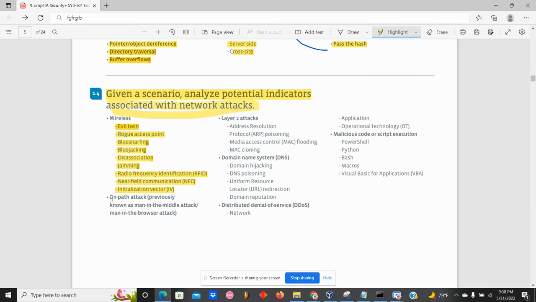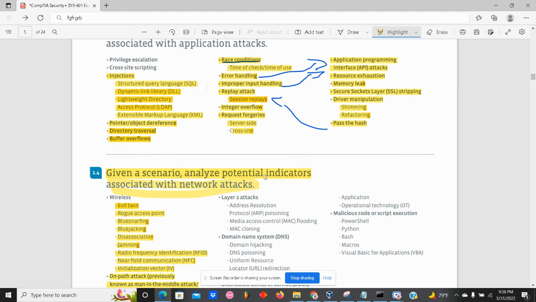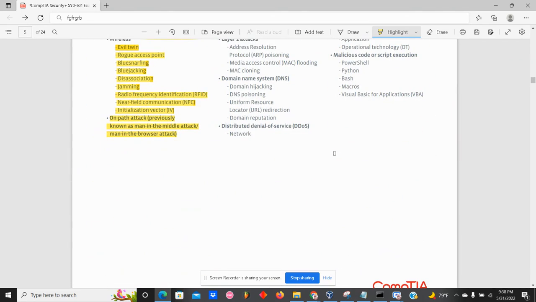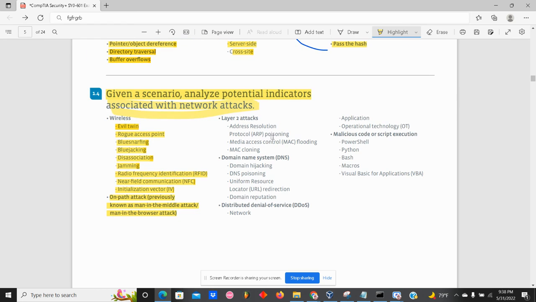On-path attack, also called man-in-the-middle attack. I explained that. Man-in-the-middle attack is the SSL thing that I explained.